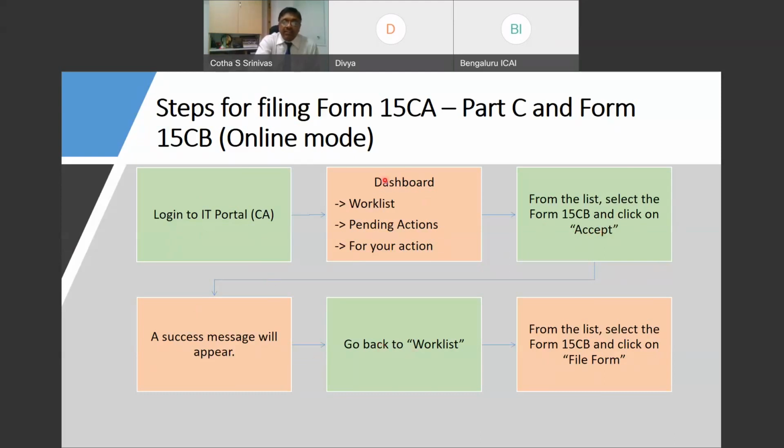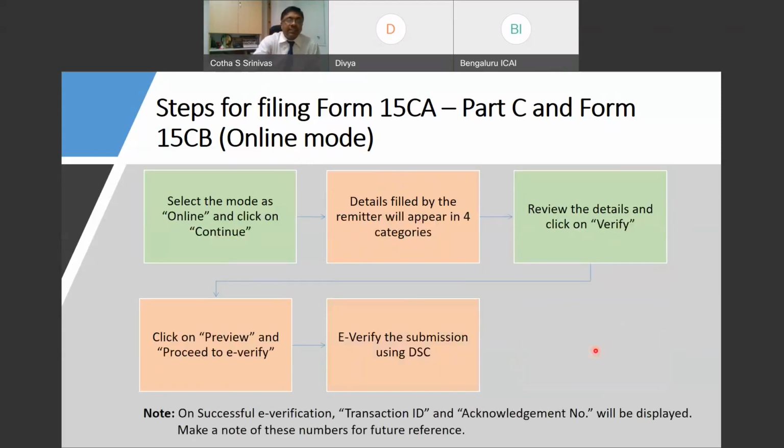Again, go back to the work list. Then from the list, select the Form 15CB and click on file form. So you have to go back to the work list after you accept that particular form. Then you open Form 15CB and click on file form. It's not just like that, you click on file form and you will file. So you can even edit. Select the mode as online and click on continue. Details filed by the remitter will appear in 4 categories.